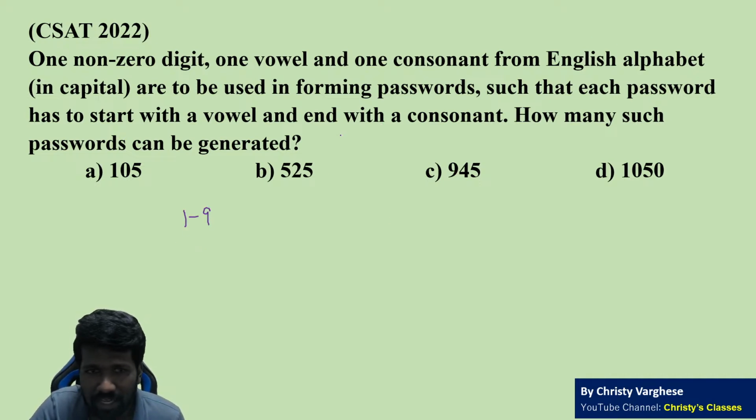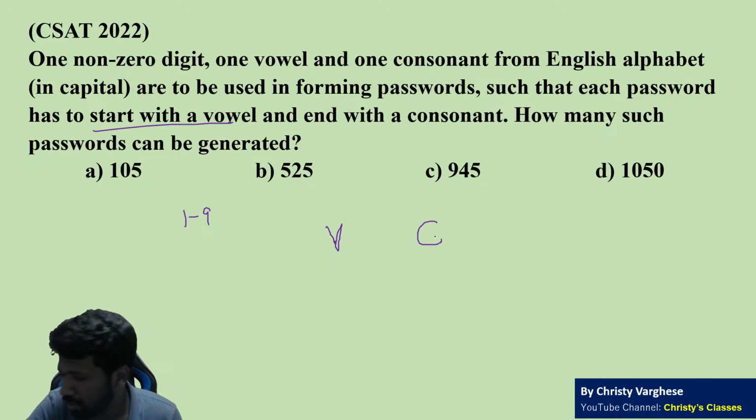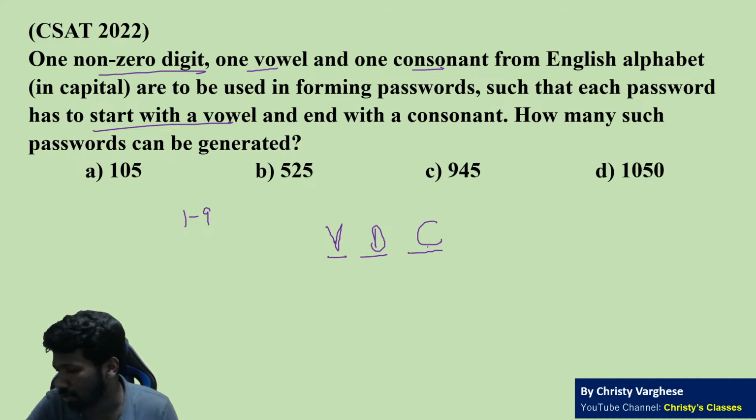The question also says such that each password has to start with a vowel. Vowel I am denoting by V. End with a consonant. Consonant I am writing C. And the middle definitely then should be the digit, because it is a 3-character password: vowel, consonant and non-zero digit. So D for digit. So this is the structure of the password.